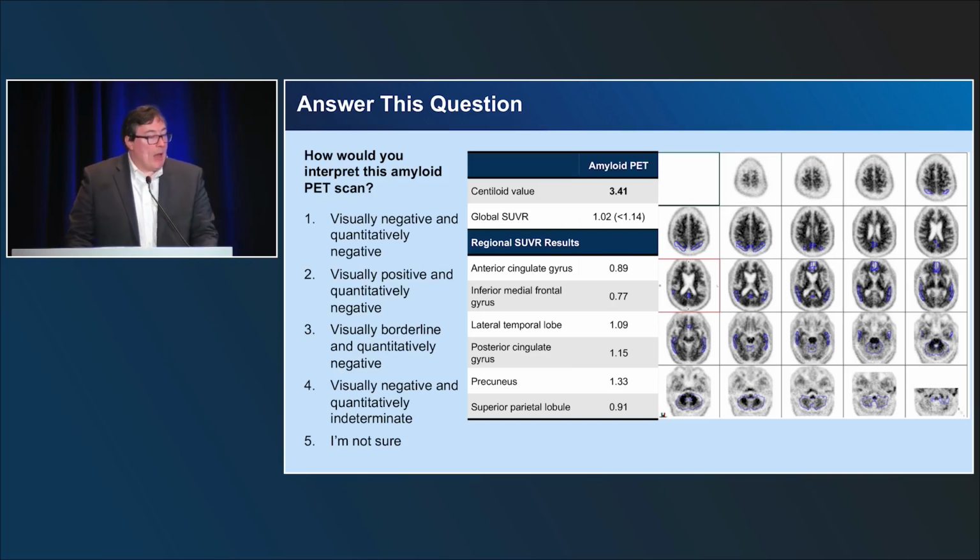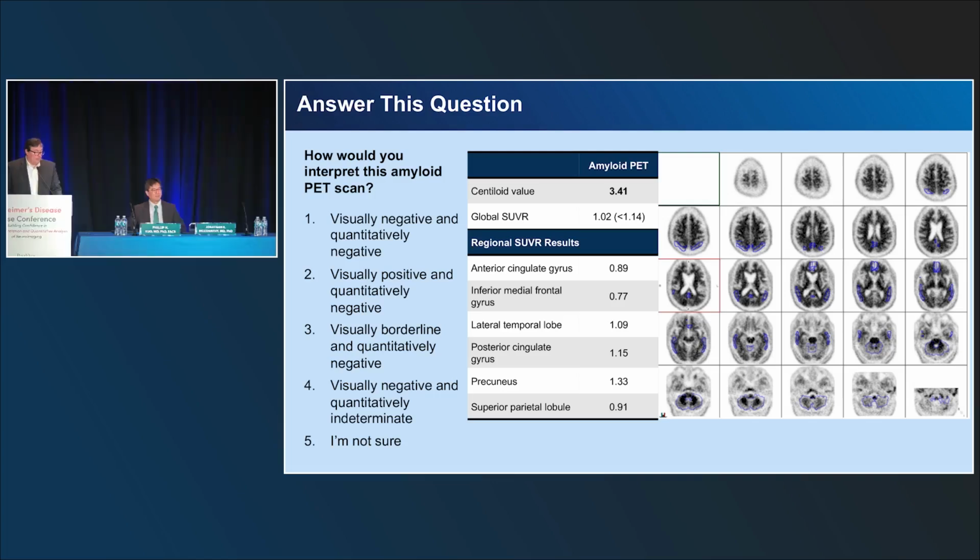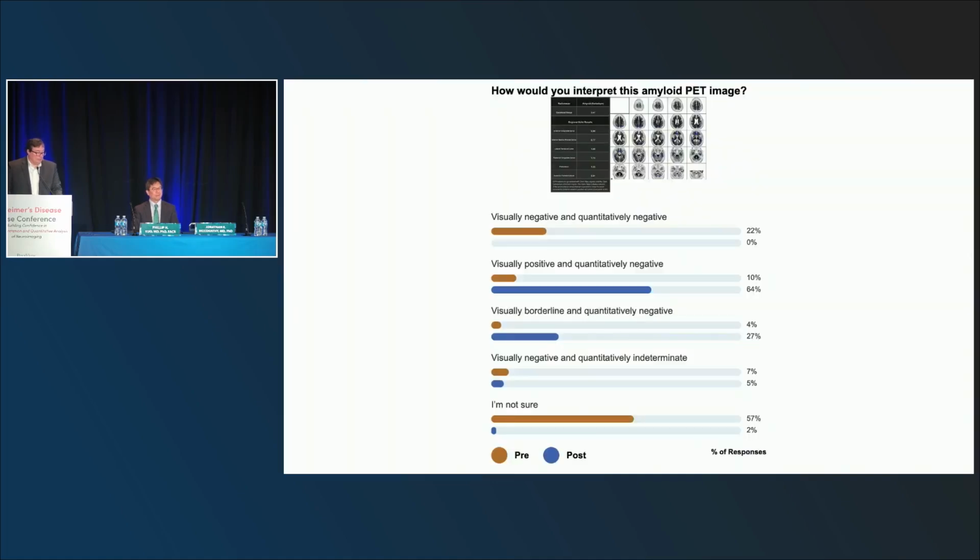So the question is, how would you interpret this amyloid PET scan? Visually negative and quantitatively negative? Visually positive and quantitatively negative? Visually borderline and quantitatively negative? Or visually negative and quantitatively indeterminate? Or the old standby, I'm not sure. All right.